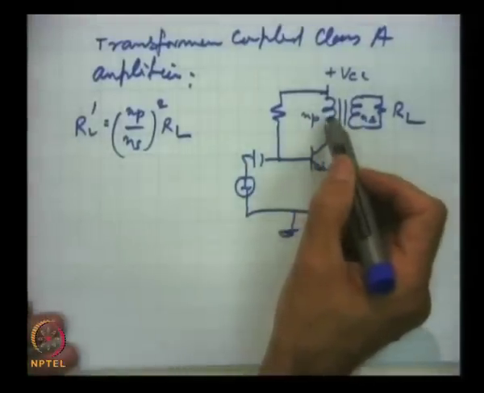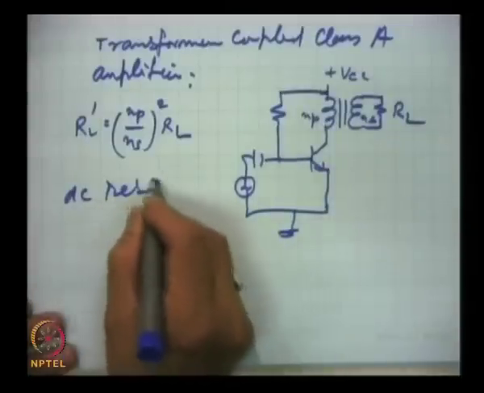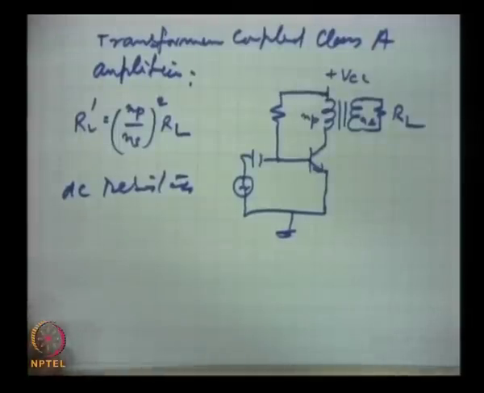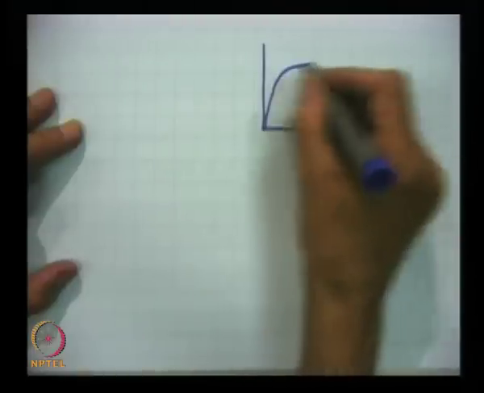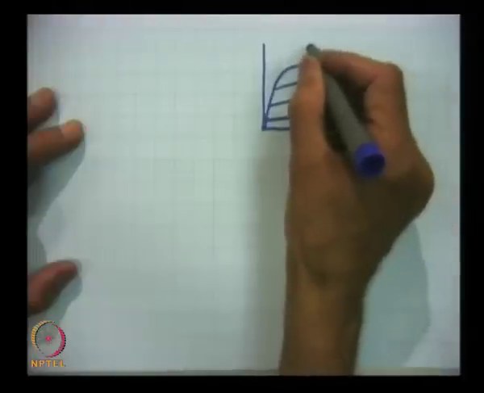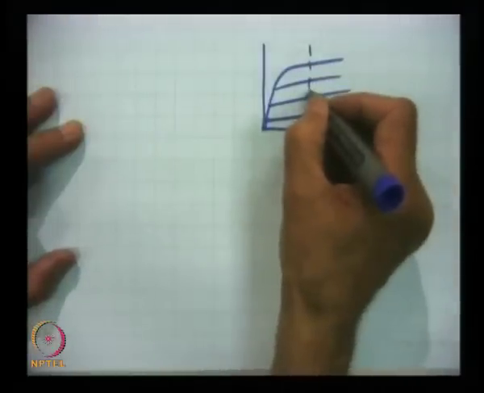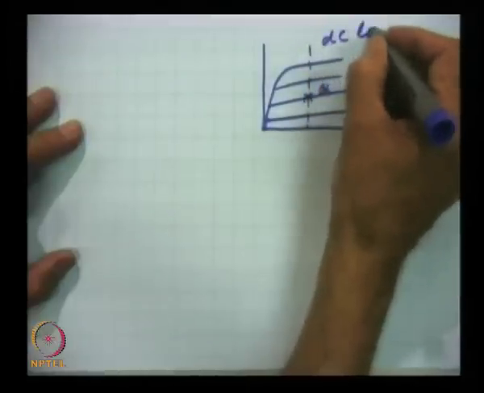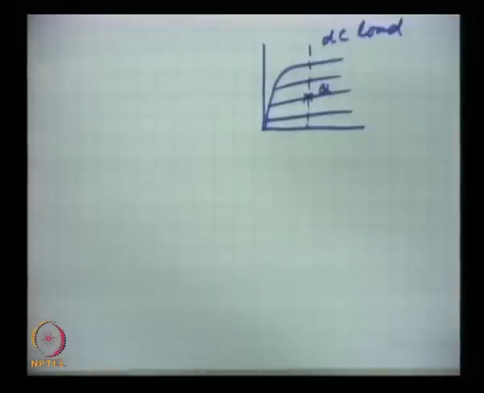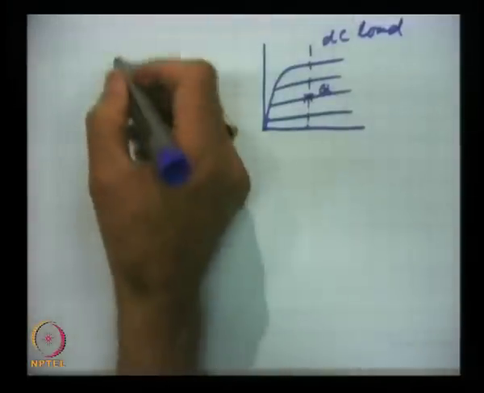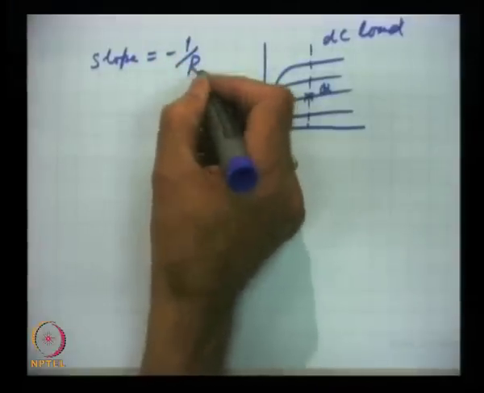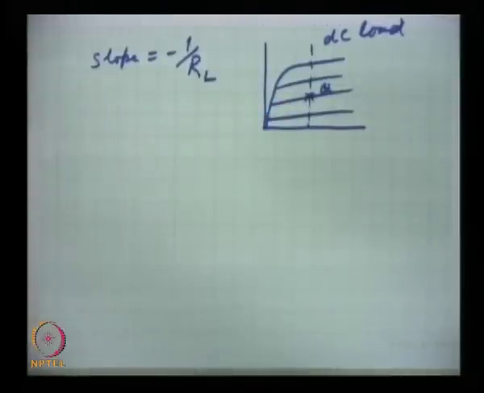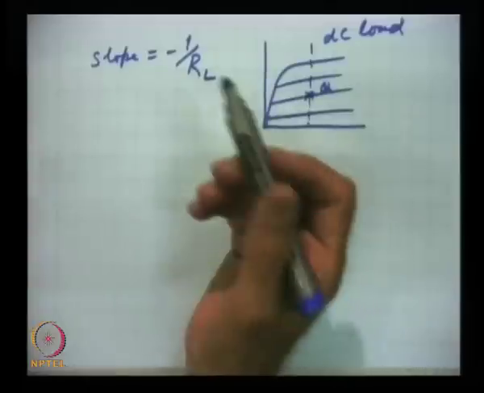The DC resistance of the primary is almost zero. So the DC load line will be vertical. See here, these are the characteristics. So here, this is the Q point and this is the DC load line, because DC resistance is almost zero. And you remember that the slope is minus 1 by RL or RC, whatever it is. Now this is close to zero, so slope is infinity, that means it is vertical.